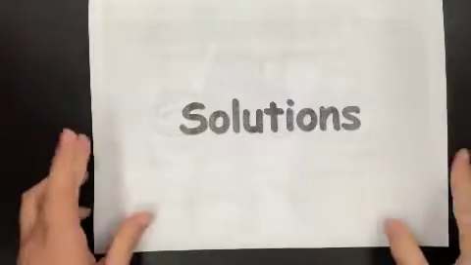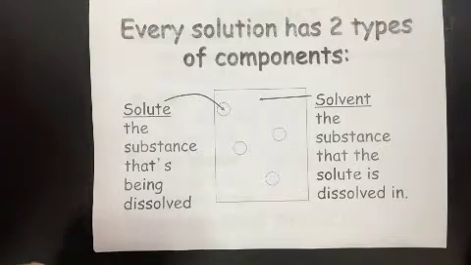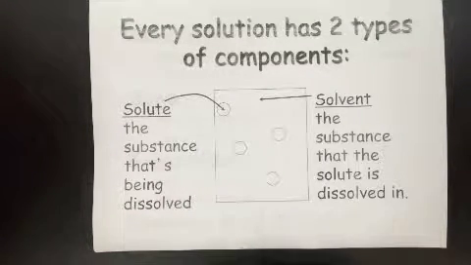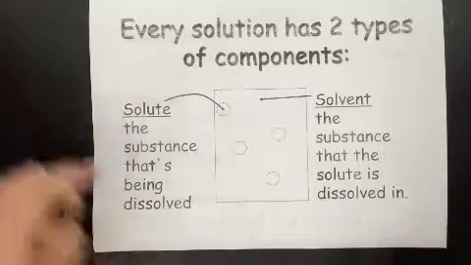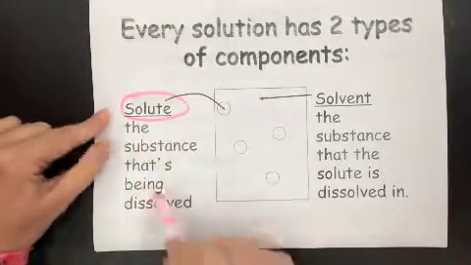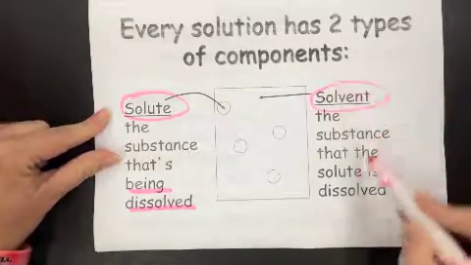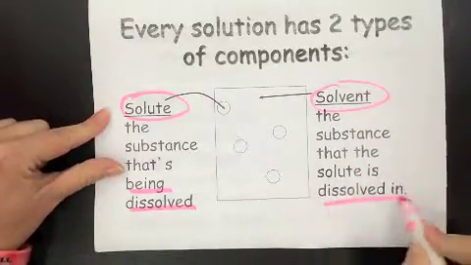This video is on solutions. First, you need to know what a solution actually is. So a solution is anything that has two or more substances involved. So you always have some sort of solute and solvent. Solute is the substance that's being dissolved. Solvent is the substance that the solute is dissolved in.